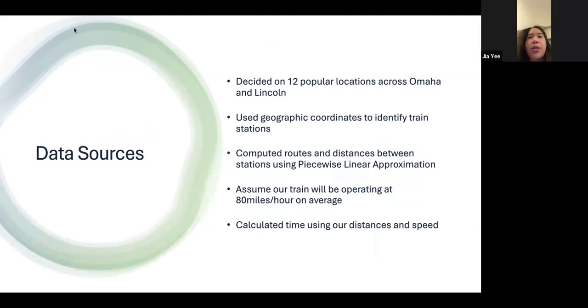And for our data sources, we chose 12 popular locations across Omaha and Lincoln. And then we used Google Maps to obtain the geographic coordinates, the longitude and latitude, to identify the train stations. We then computed the routes and distances between stations using piecewise linear approximation. We assumed the train operates at an average speed of 80 miles per hour. Then we calculated the travel time based on the distance and speed.